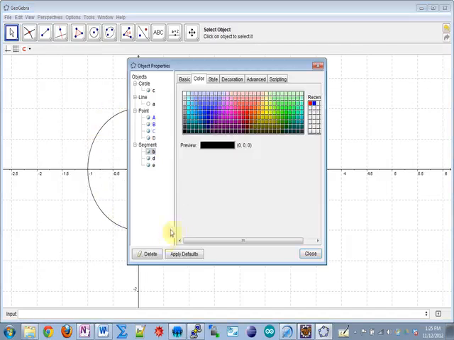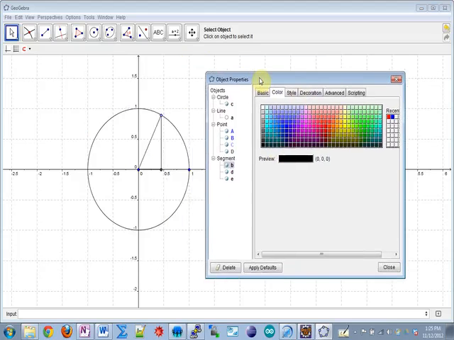Now, I'm going to take this line segment down here. Let's right-click it, and I'm going to make it a special color. First of all, what trig function does that segment correspond to? This segment. Cosine.